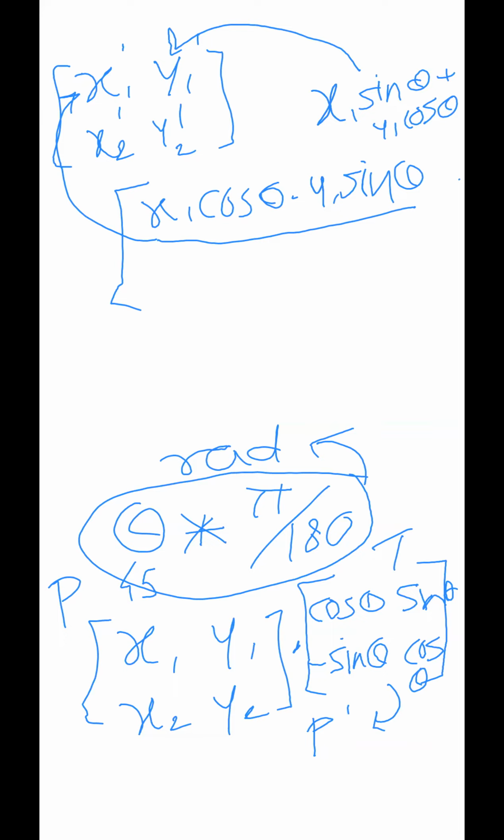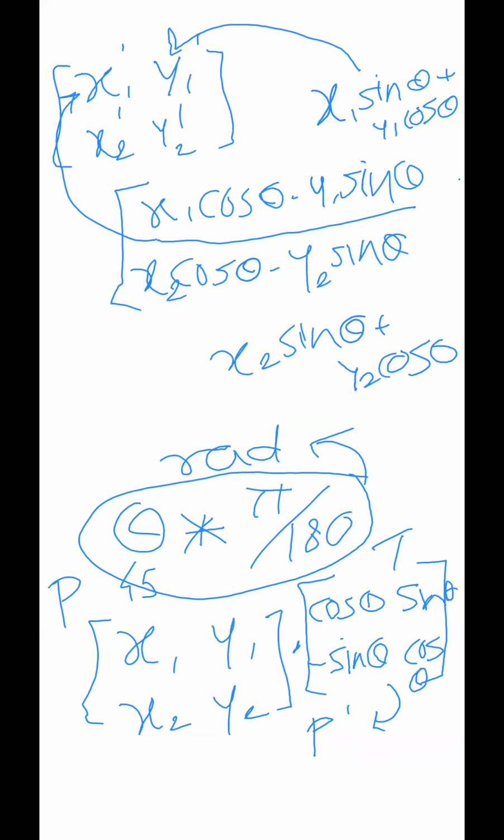Similarly, for x2 and y2, the same will be there. Simply, instead of x1, you will have x2. So x2 cos theta minus y2 sin theta, and the second is x2 sin theta plus y2 cos theta. So this is the resultant value with respect to your angle theta, x1 y1 and x2 y2. When I write these things in the program, I will make some modifications and show you the output. Just wait for 1 minute.